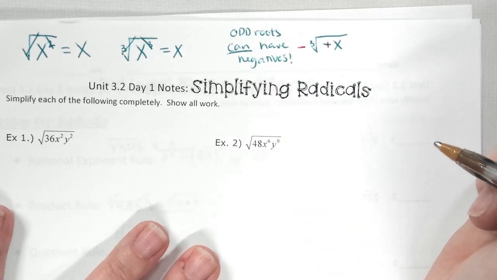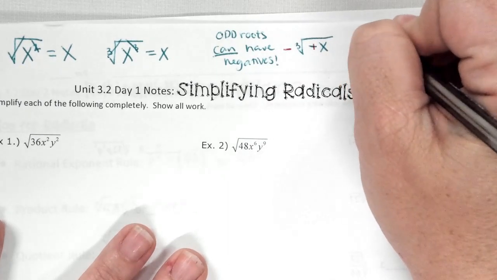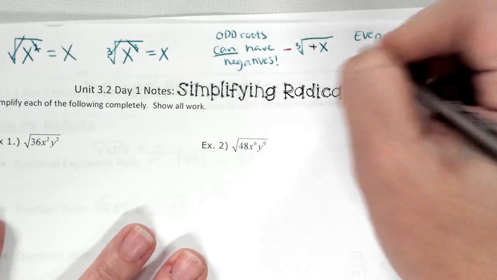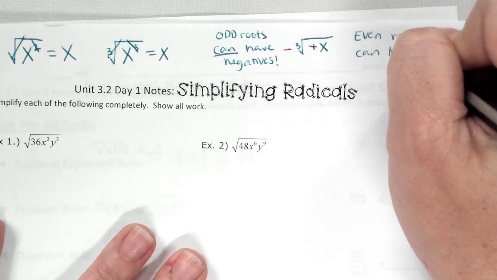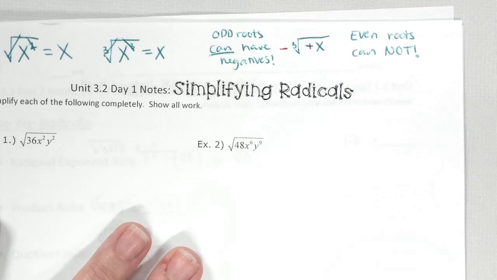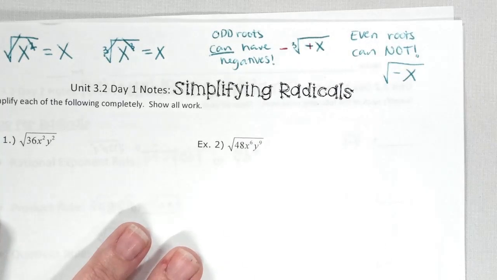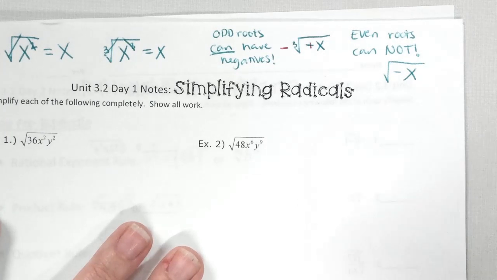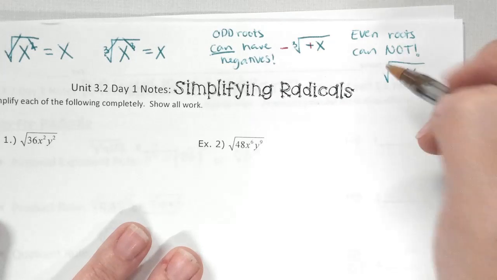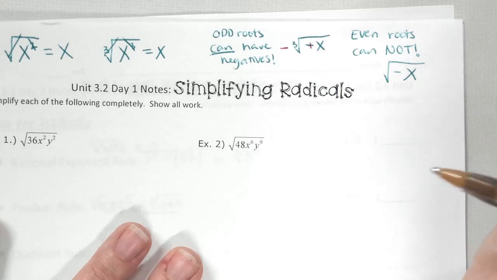Yes? Now, even roots cannot have negatives. So for example, if I have a square root of negative x, it's not possible. And the reason being, y'all, is what's negative 1 times negative 1? Positive 1. Don't square roots cancel squares? You can't have a negative square because 2 negatives makes a positive, so it doesn't happen.